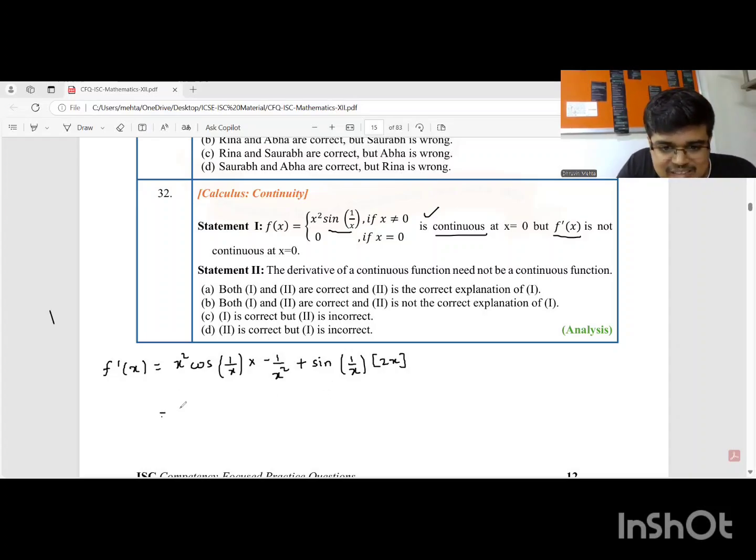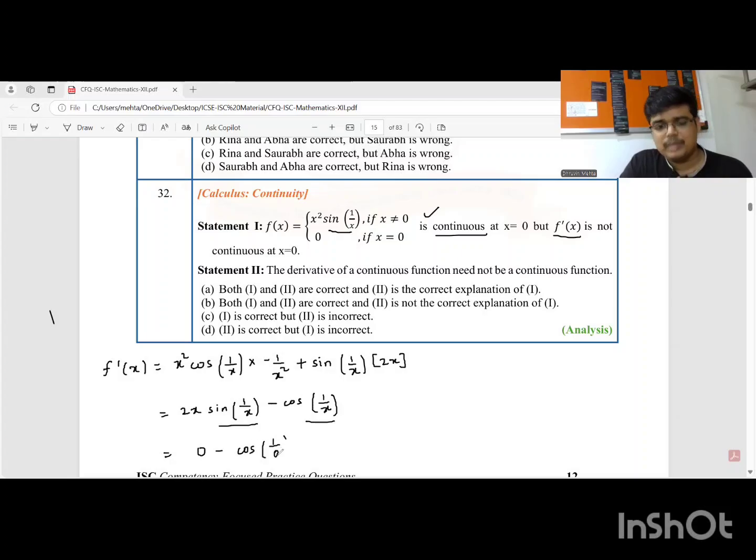So the final derivative, when we simplify, is going to be 2x into sine of 1 by x minus cos of 1 by x. We have to check whether it's continuous at x equal to 0, students. Now, do you understand when we substitute x as 0 in this case, students? This is going to be some number between minus 1 and 1. This is also going to be some number between minus 1 and 1. So students, x is 0, so this part becomes 0, minus we have cos of 1 by 0, which means it is some number between minus 1 and 1.